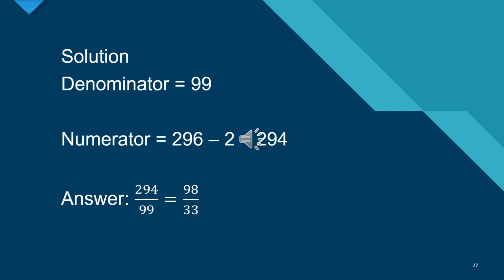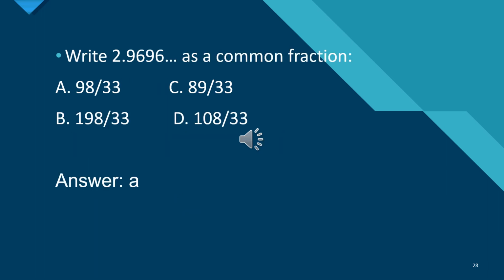Now, we can check if the numerator and the denominator are divisible by a common factor or a common divisor. In this case, we can divide by 3, and 294 divided by 3 is equal to 98, and 99 divided by 3 is equal to 33. So the simplest form should be 98 over 33, because you can no longer find a common divisor for both 98 and 33. Thus, the correct answer is letter A, 98 over 33.